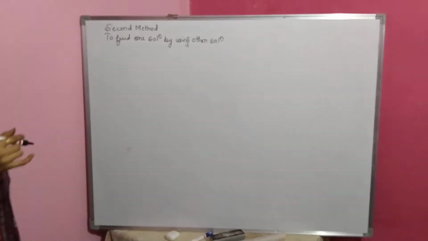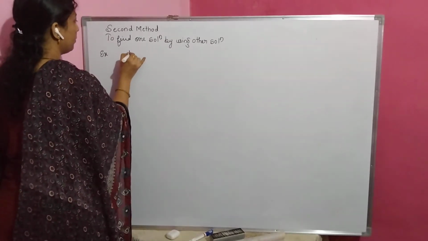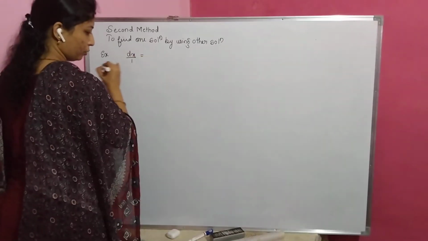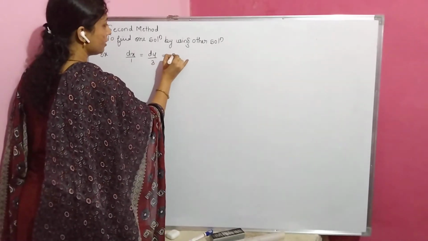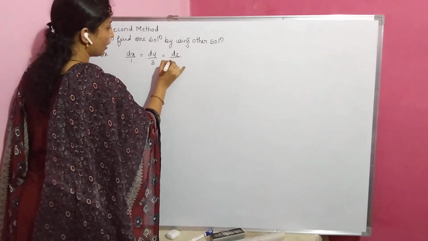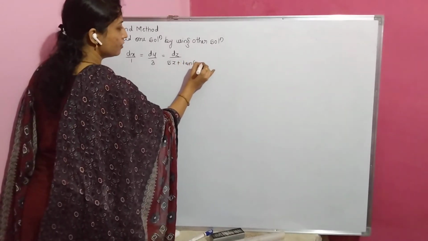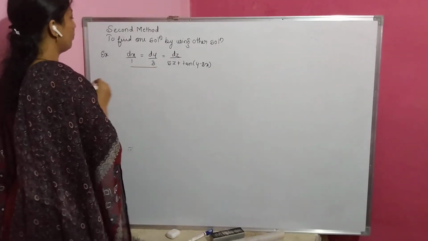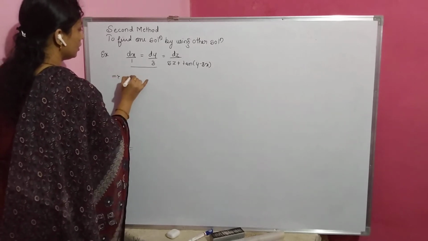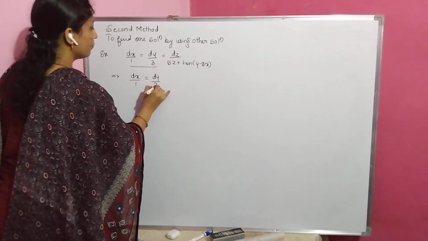Here we consider the example: dx divided by 1 is equal to dy divided by 3 is equal to dz divided by (5z plus tan(y minus 3x)). Here we first consider the solution of these two pairs. Consider the term dx divided by 1 is equal to dy divided by 3.